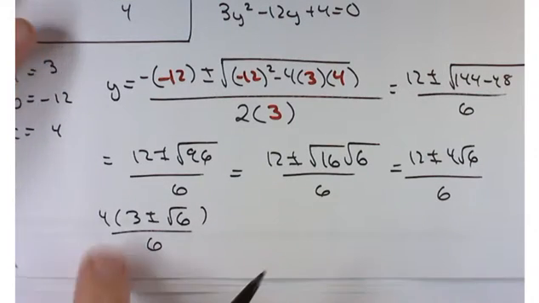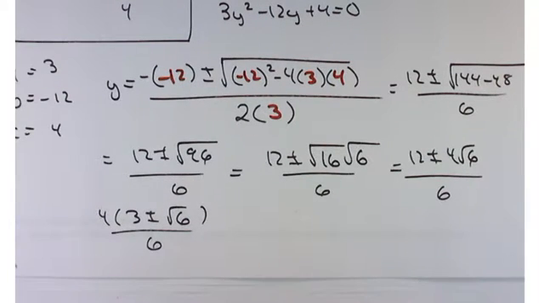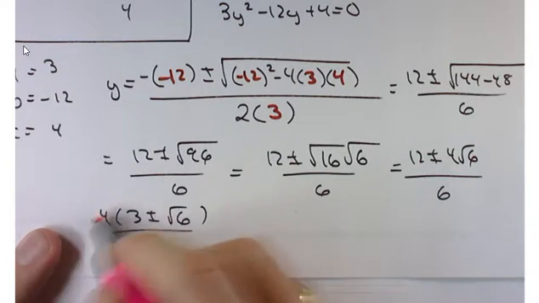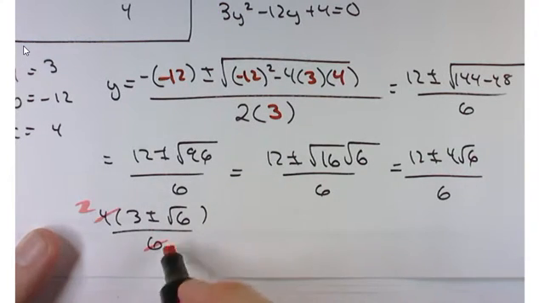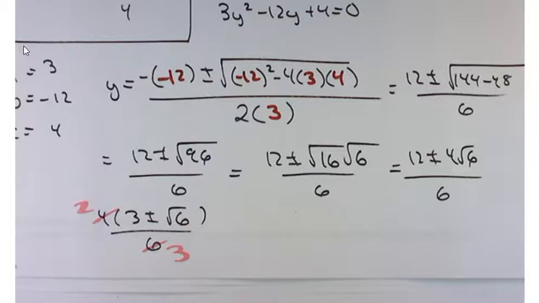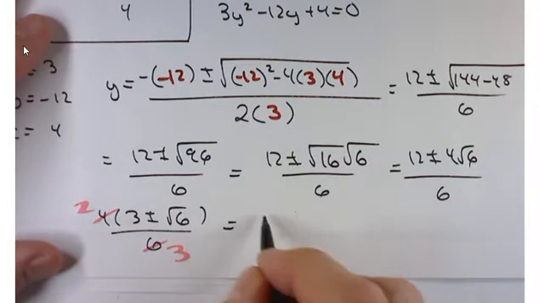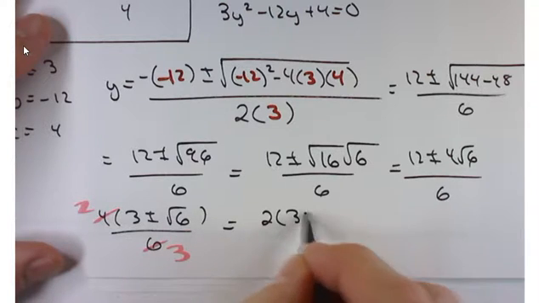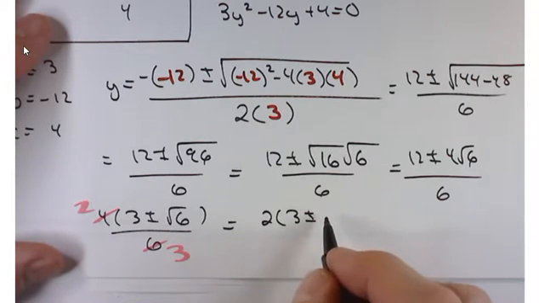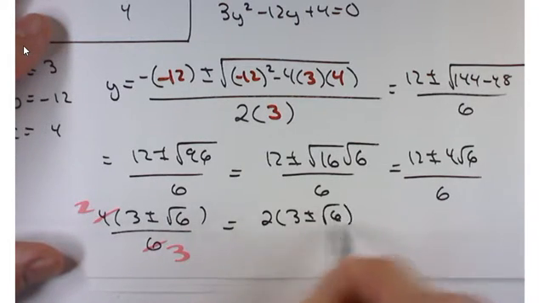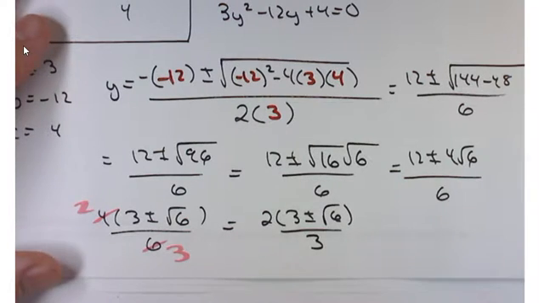Good. Now 4 and 6 don't exactly completely cancel each other out, do they? Thanks, Jackie. But we can get a little bit of simplification. 2 goes into 4 twice and into 6 3 times. So I'll give you a couple different possibilities for the final answer. You can just leave it like this, and there's nothing wrong with that as far as I'm concerned. 2 times 3 plus or minus the square root of 6 over 3.